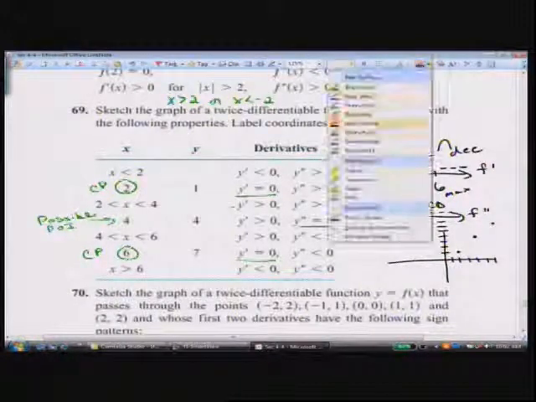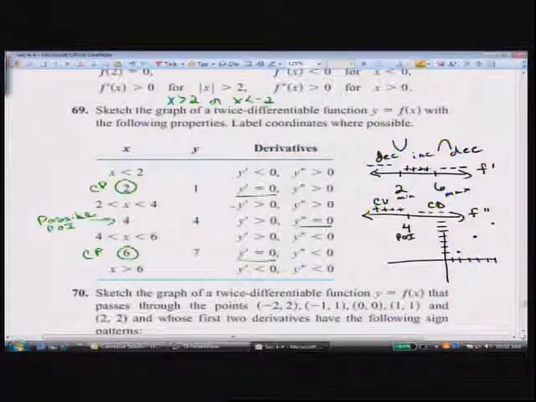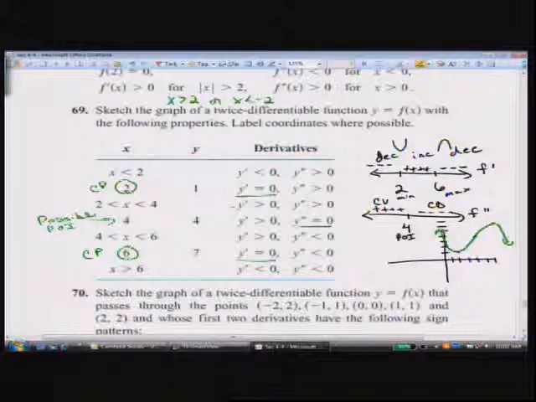Okay, so let me do it in green. Okay, what do I have at 2? I have a min. So I'm going to come in, have a min, change concavity, and then have a max. So, aren't these awesome?